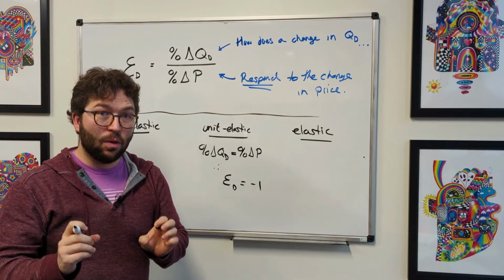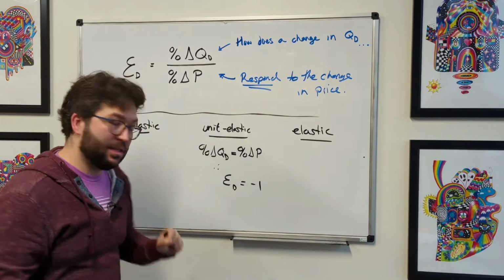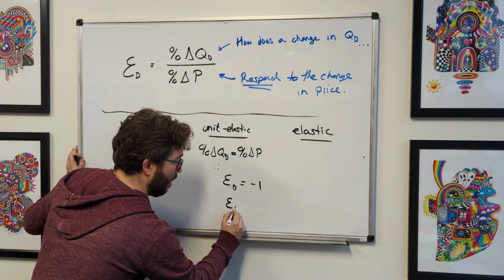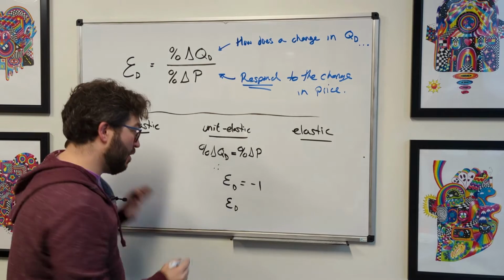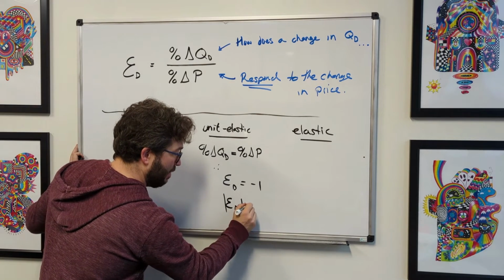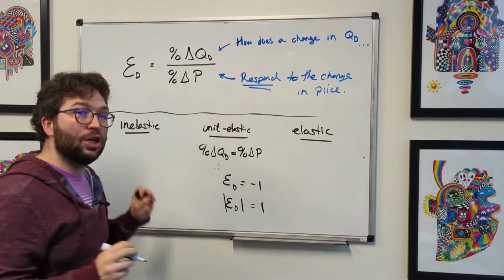Some textbooks want you to take the absolute value of this, so I'm just going to write that down. For those of you who are using a textbook or have an instructor that cares more about the absolute value, that means the absolute value of the elasticity of demand is just equal to 1.